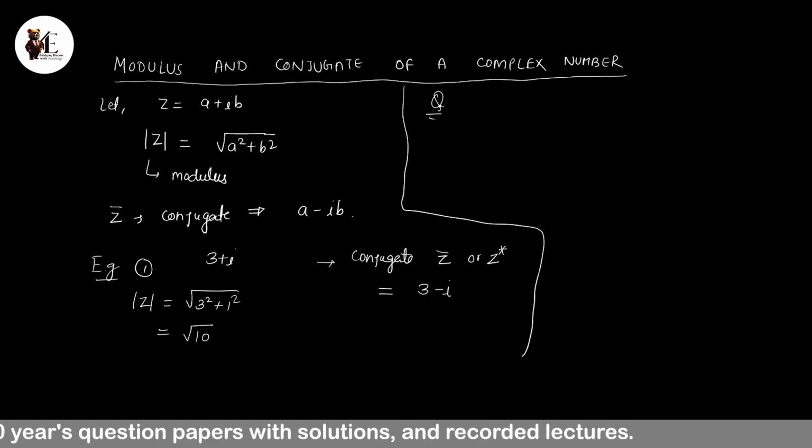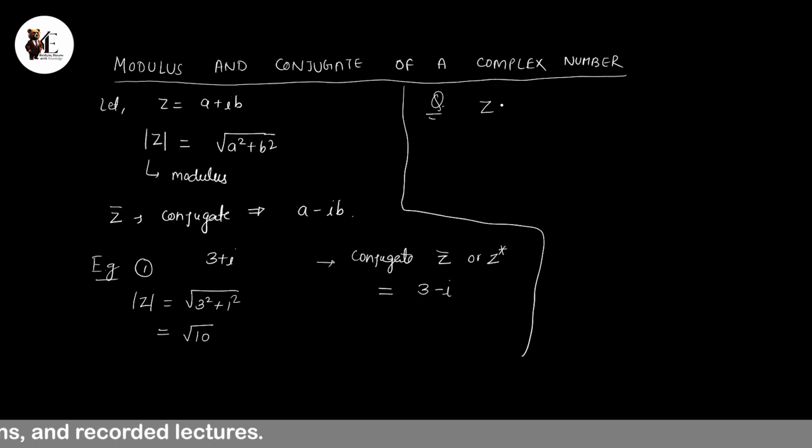Any problem in this one, Mahima? No problem. Thank you. Okay. So let's say z is minus 3i minus 5. Please find the modulus and conjugate.